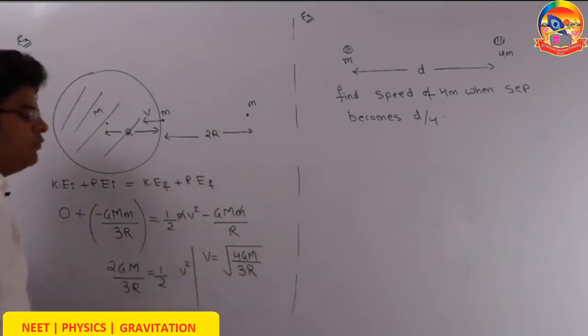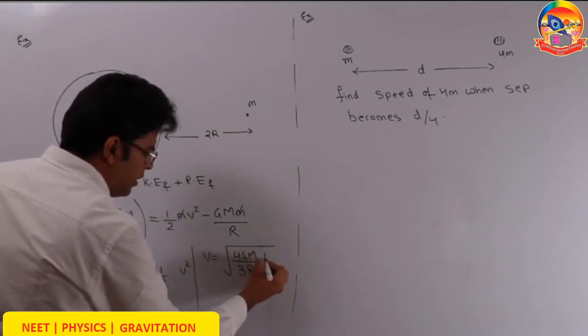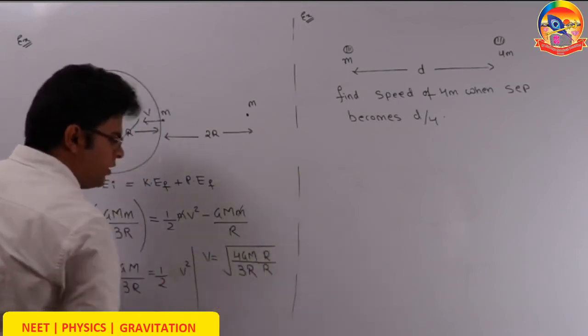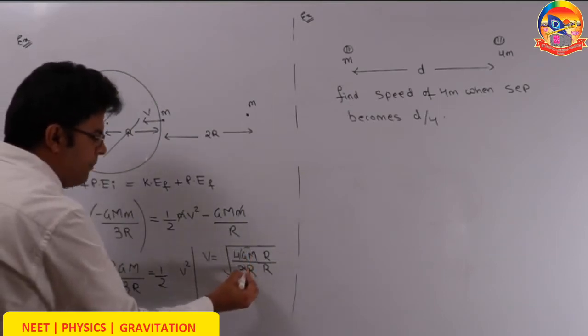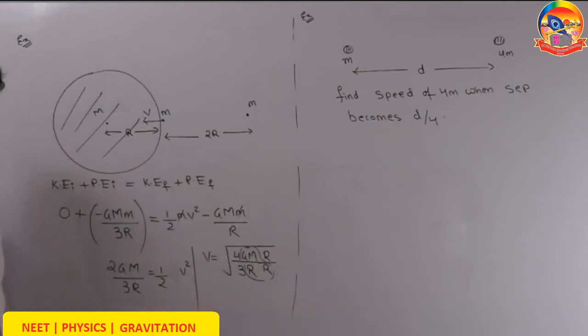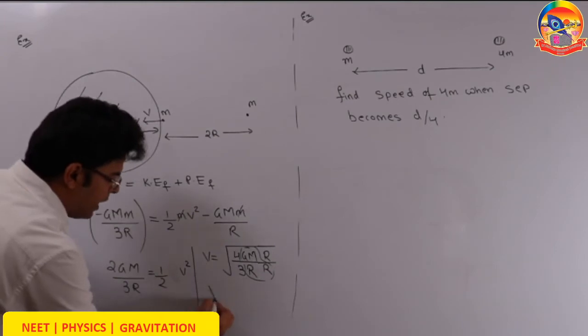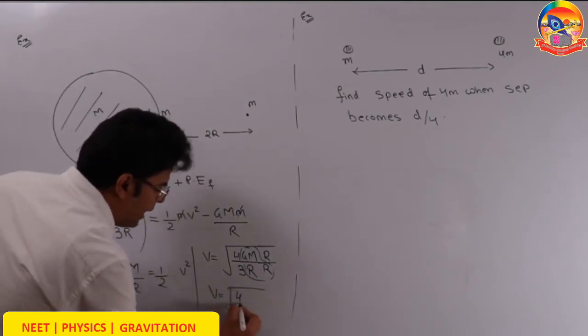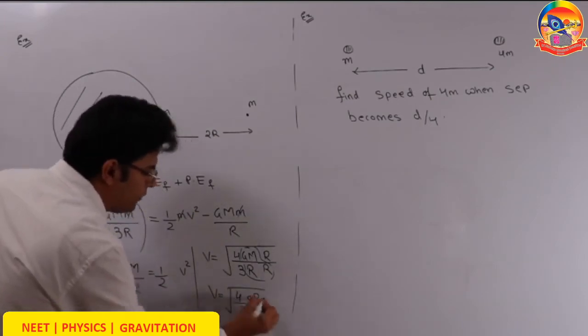But many a times you won't find this answer. Why? They will multiply an R in numerator and denominator and write this quantity GM by R square as acceleration due to gravity on the surface of Earth. So you might find the answer to be given as under root of 4 by 3 gR.